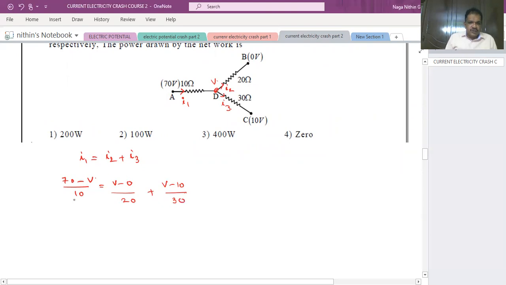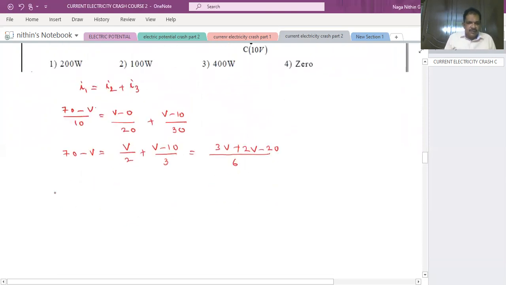Okay. So zeros will cancel. This is 70 minus V is equal to V by 2 plus (V minus 10) by 3. So here LCM will be 6. Here 3V plus 2V minus 20. So if you do cross multiplication, 420 minus 6V equals 5V minus 20. So 11V is equal to 440. V is equal to 40 volt.